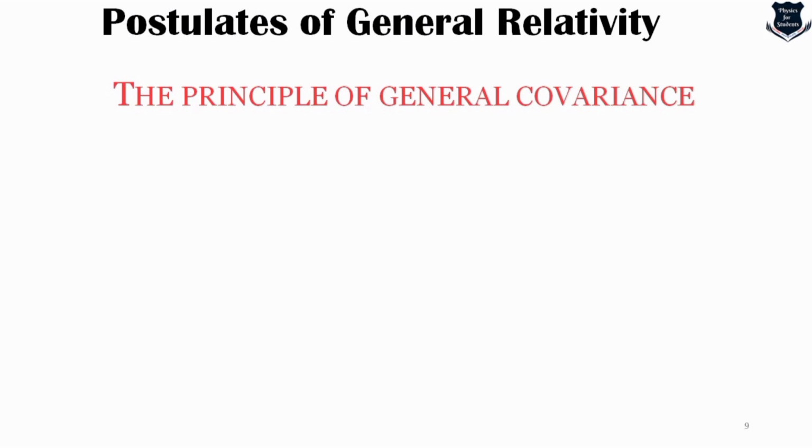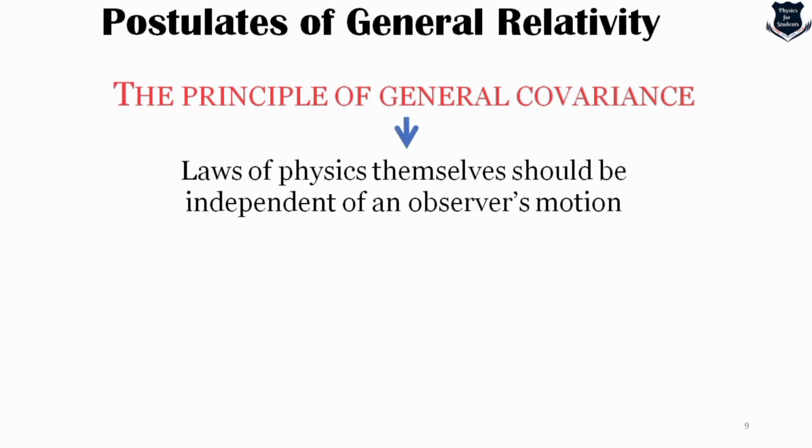The first one is called the principle of general covariance. What it tells us is that the laws of physics themselves should be independent of an observer's motion. That means if I am observing in one frame of reference, it should also be true in another frame of reference. Now you might ask me a question: this was also true for the special theory of relativity. Wherein lies the difference? We will soon explain.